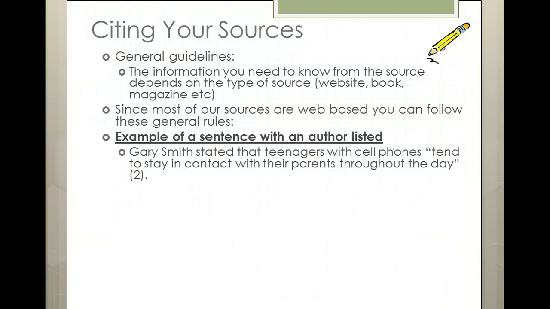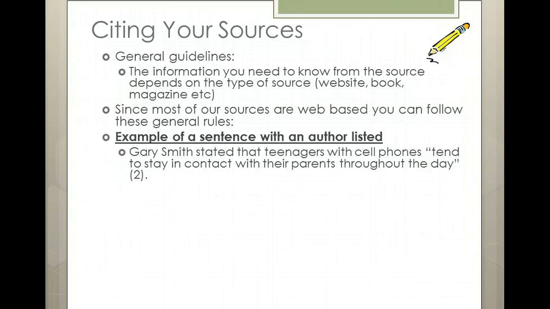So if you have an article where an author was in fact listed, there's 2 ways that you can go about using these in a sentence. All of these sentences, by the way, with these facts are all made up, so don't quote me on any of this information. But let's say you have an article that has an author listed, and we're going to say that the author's name was Gary Smith. So you can either state the author's name in the sentence. Gary Smith stated that teenagers with cell phones tend to stay in contact with their parents throughout the day.